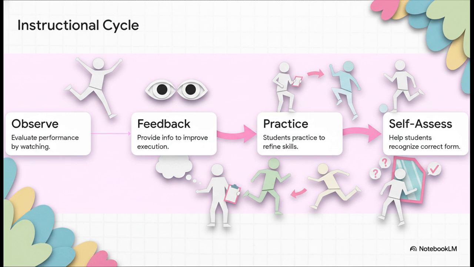1. Observation assessment, you watch them carefully. 2, performance feedback. You tell them what you saw. 3, student practice. You immediately send them back to try it again using your feedback. And 4, self-assessment. You guide them to ask themselves, did that feel right? As a teacher, you have to ask yourself if you're giving them the tools to recognize what correct form actually feels like. This continuous loop is exactly how refinement happens.